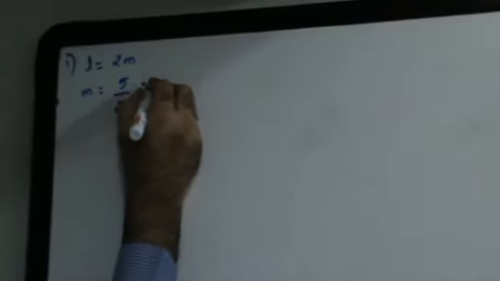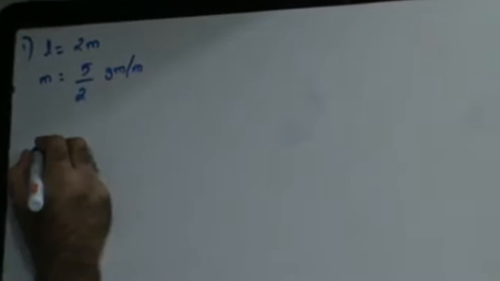What should be the tension applied to the wire of length 2 meters and mass 5 grams, if it has to vibrate with a frequency of 100 Hertz?